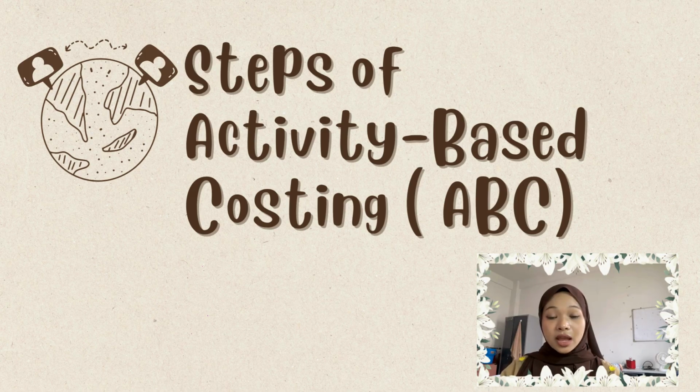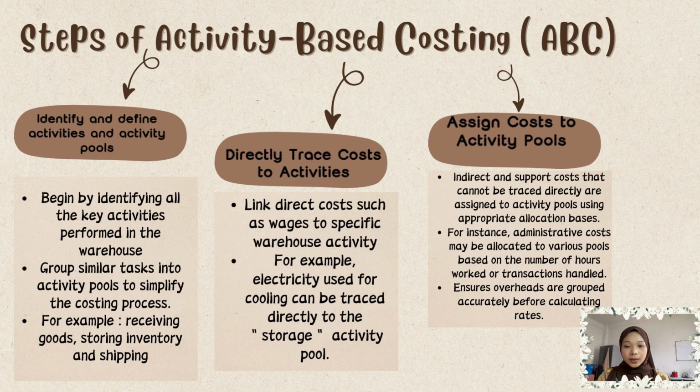Now I will present the steps of ABC in the manufacturing industry. We begin with identifying and defining the core warehouse activities. Think of tasks like receiving goods, storing inventory, order picking, packing, and shipping. Once listed, we group similar activities into what we call activity pools. This grouping helps streamline our costing effort and pinpoint where time and resources are being spent.